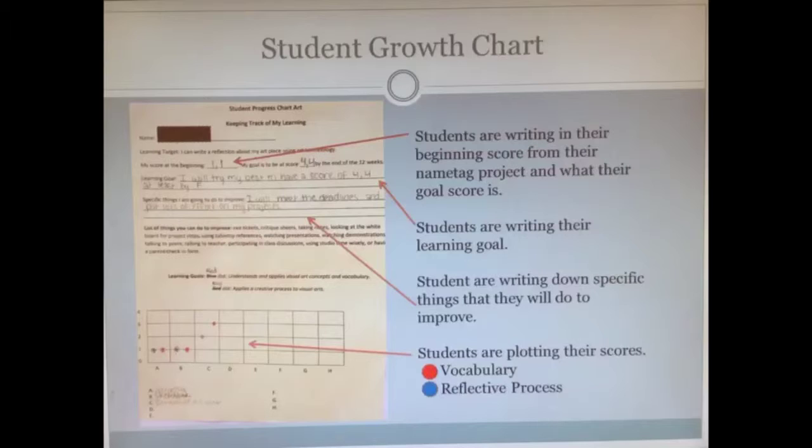Below, I provide them with a word bank of words that they can use to describe what they're going to do. At the bottom is a graph where they then graph each reflection after they've completed it with their score. At the bottom, there's A, B, C, D, etc., where they write down their project name that corresponds with the graph. Then they apply a red dot or a blue dot, red being vocabulary and blue being the reflective process.